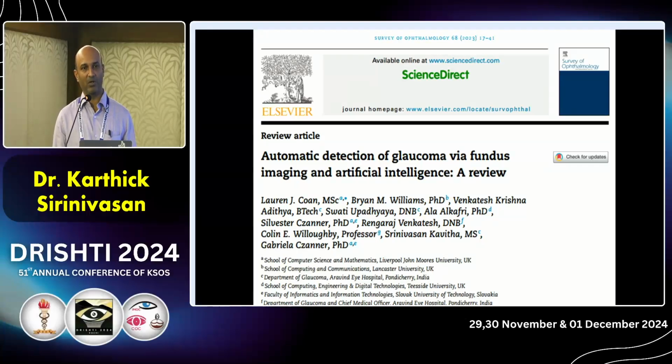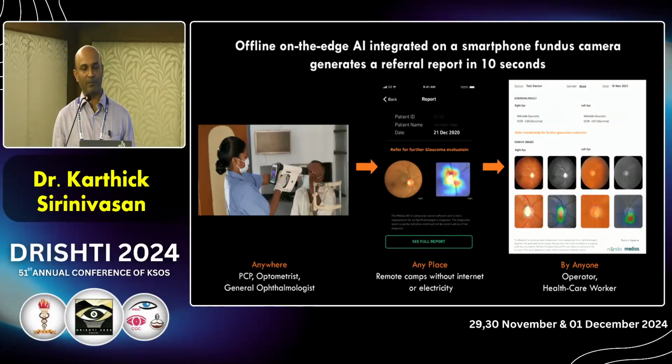What else can we do in glaucoma? So in glaucoma, we came up with an offline on-the-edge AI integrated on a smartphone fundus camera, where it generates a retinal referral report in about 10 seconds. What you do is you take a smartphone using a fundus camera, you just take a snapshot, and even if you don't have electricity or internet connectivity, the smartphone has the capability, using an app, to detect whether there is a glaucoma that needs to be referred or not.